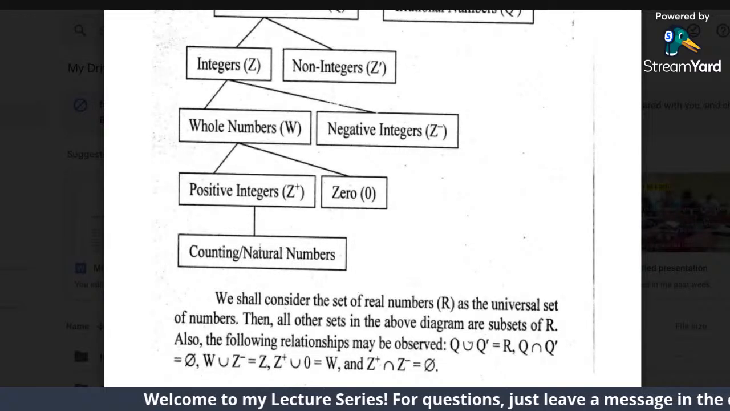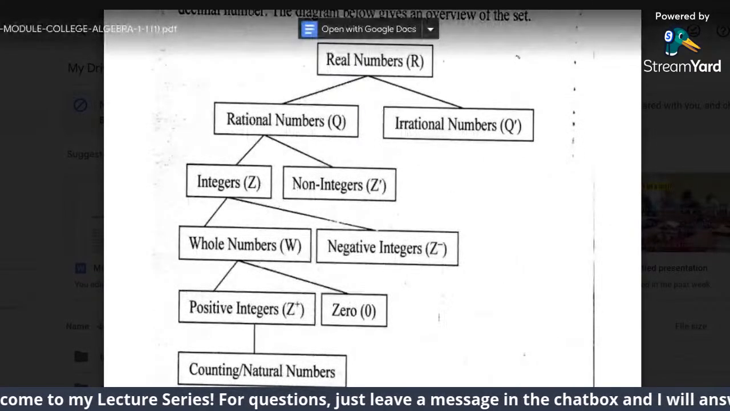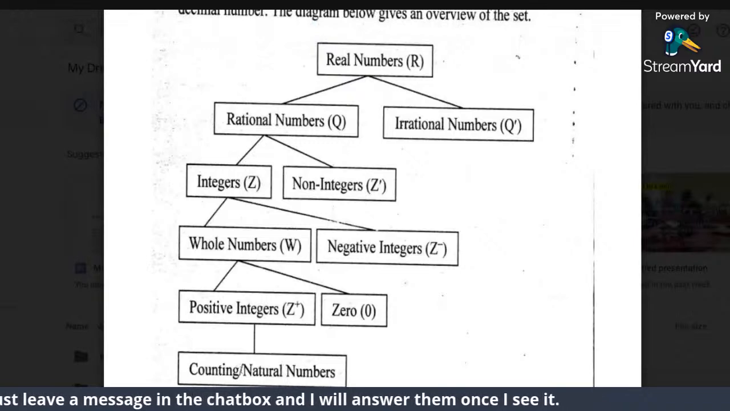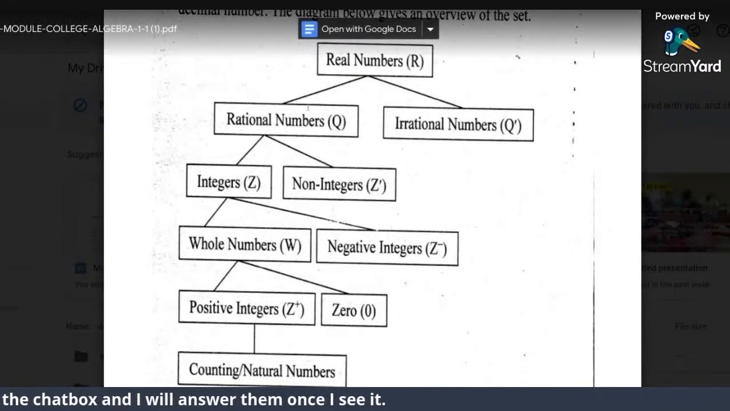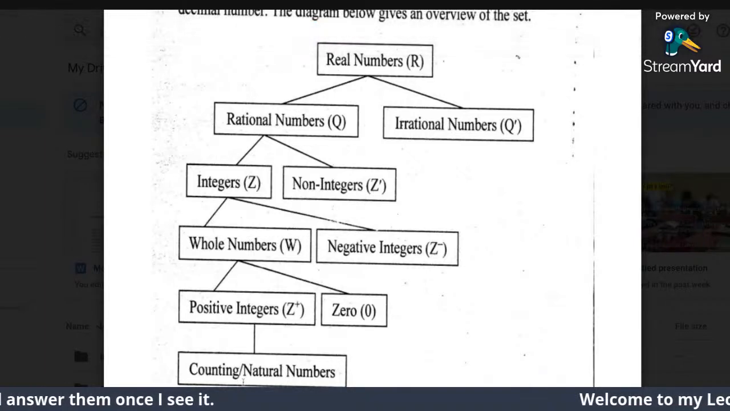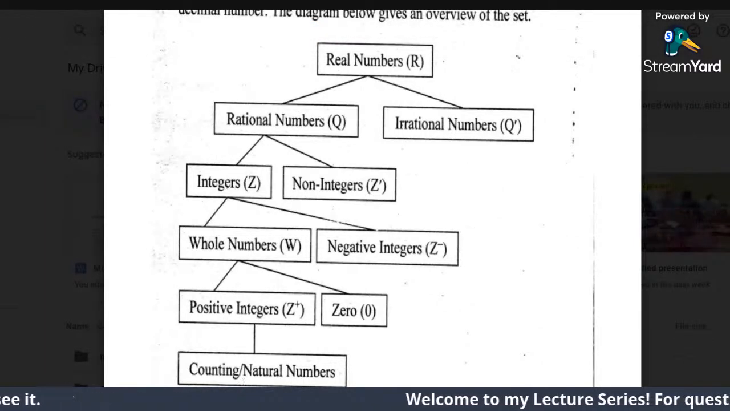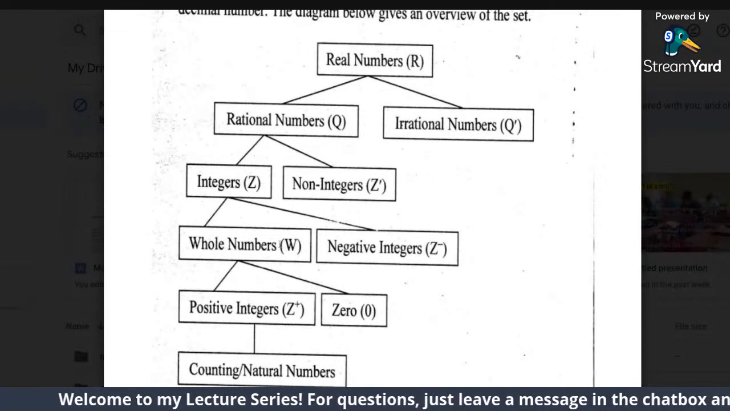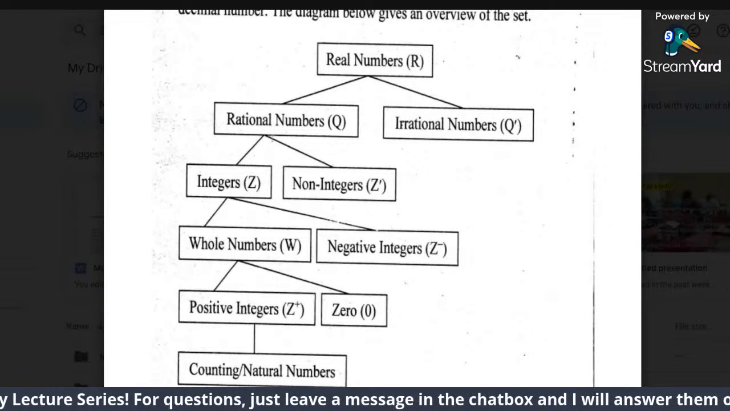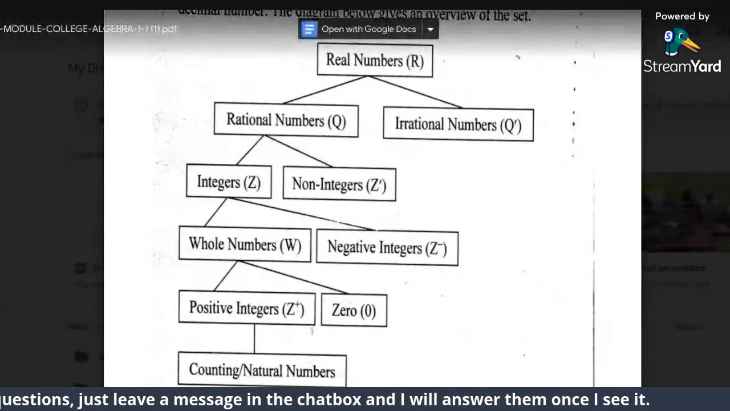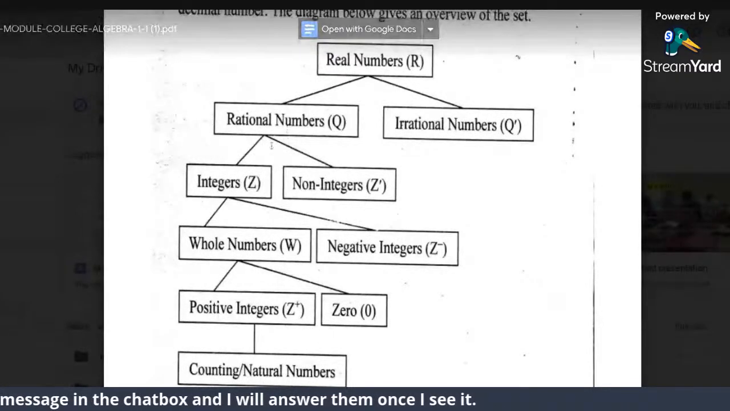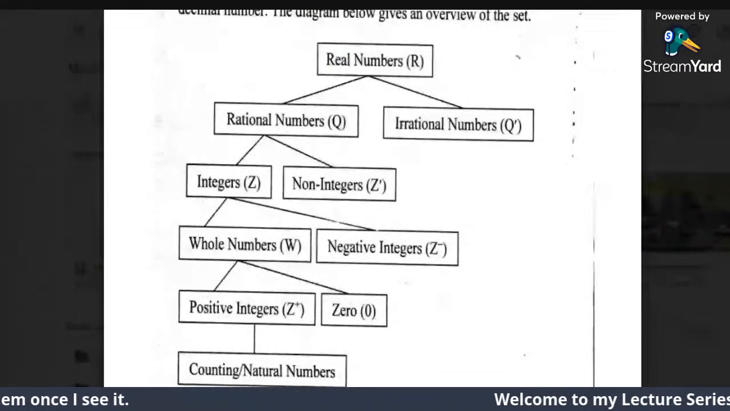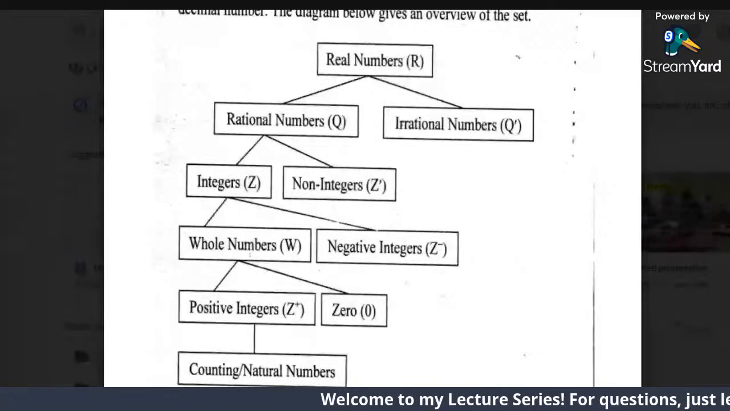Your positive integers are also called your counting or natural numbers. So by looking at this diagram, we can say that counting numbers are subsets of rational numbers, because counting numbers are under rational numbers Q. All the numbers below rational numbers are subsets of rational numbers. The same is true with positive integers Z plus. This is a subset of whole numbers W.